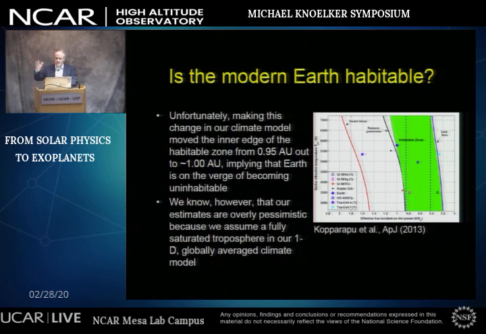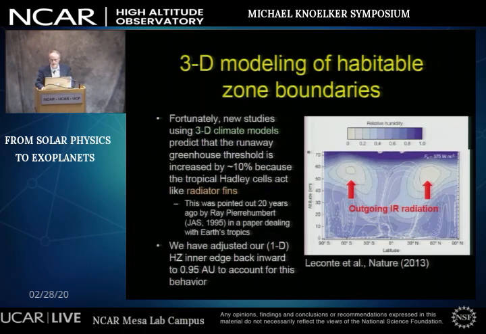And what happened, the outer edge didn't move much, but the inner edge moved right around the Earth. In fact, the model predicted once that the Earth was right on the boundary of the habitable zone. Well, that's not very satisfying because we don't really think the Earth's climate is that unstable. 3D models, though, solve this problem.